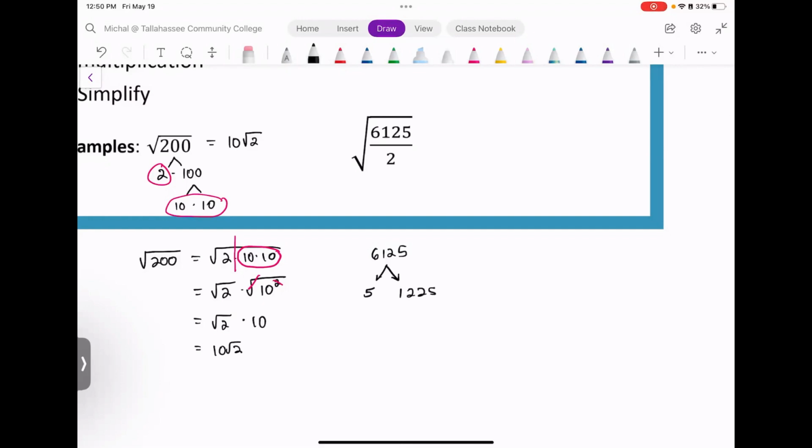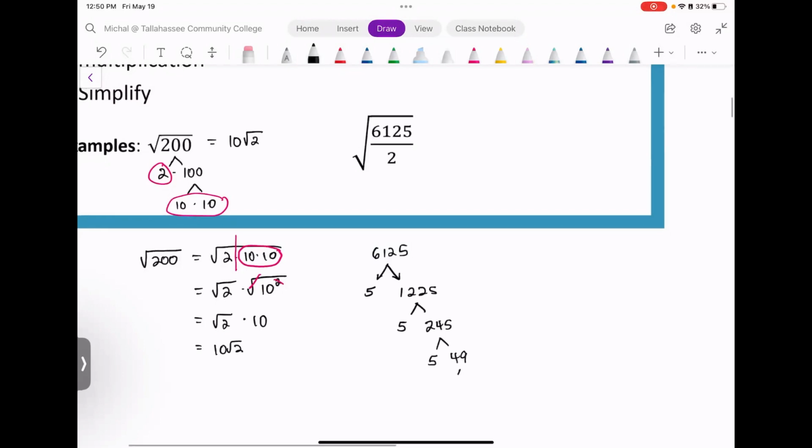That number also ends in 5, so I'm going to divide it again. If I do 1,225 divided by 5, I get 245. Also ends in 5, so I'm going to repeat the process. 245 divided by 5 is equal to 49. So 5 times 49 is 245. And now I know 49 is 7 times 7. So I am going to rewrite my fraction as the square root of 5 times 5 times 5 times 7 times 7 all over 2. I can't simplify this at all because there's no common factors in the numerator and denominator.